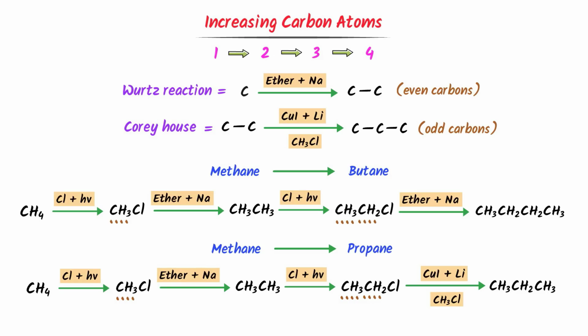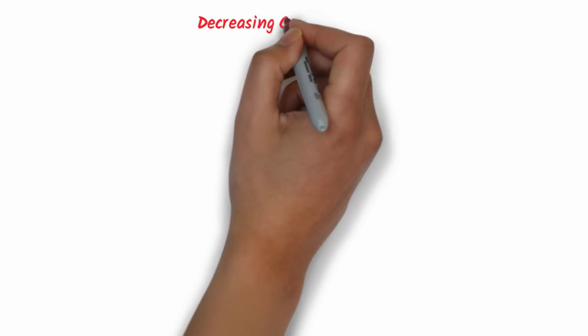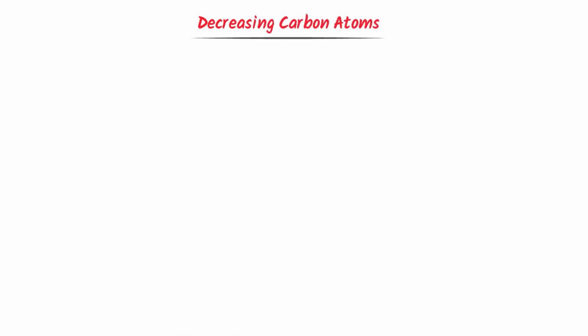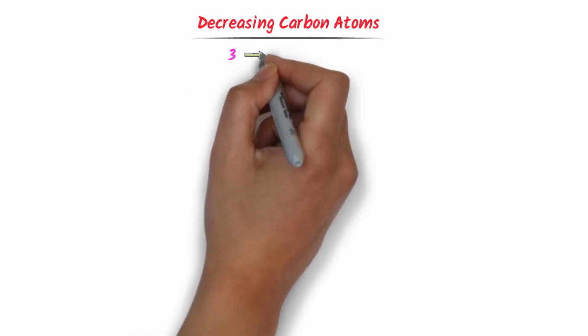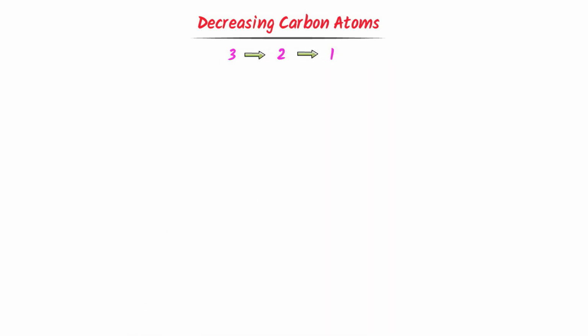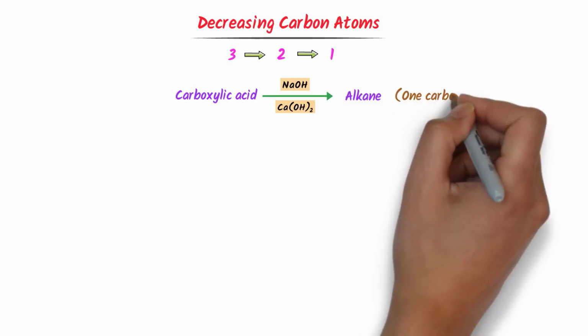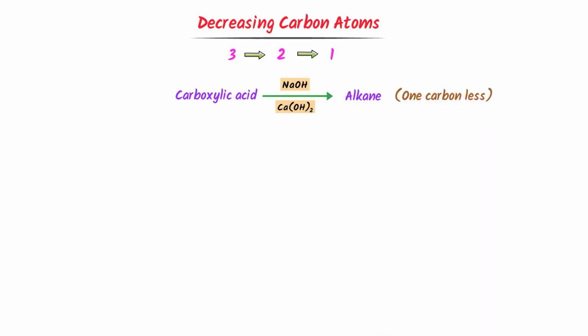Now the second type of conversion reactions are decreasing carbon atoms. In such type of conversions, the number of carbon atoms decreases, like 3 to 2 or 2 to 1. Here, remember this important conversion, which I will use. If we add soda lime to carboxylic acid, it will convert to alkane, but the alkane will have one carbon less than the total carbons in carboxylic acid.